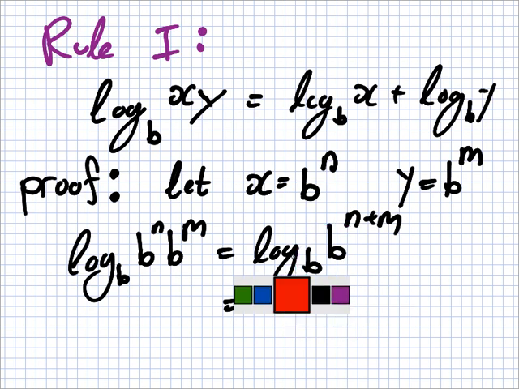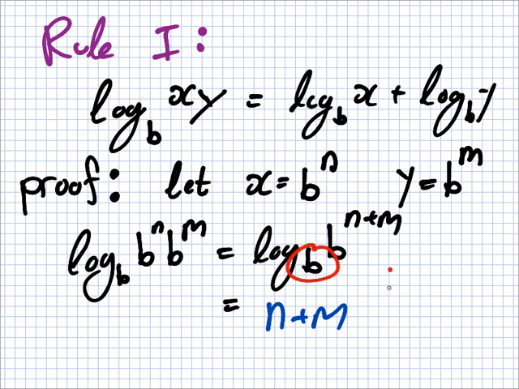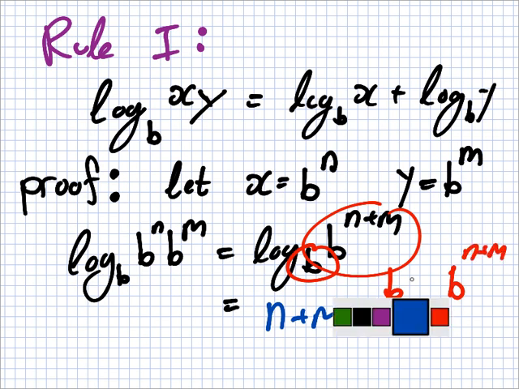Ah, you mean cancel them? Yes. Kind of, yeah. It's like a cancelling. This is equal to n plus m. I wouldn't quite use the word cancel, but it is like a cancel, because it's as if these two are gone. But this is how I think about it. Here this is b, and here this is b^(n+m). So obviously the power that I need is n plus m.